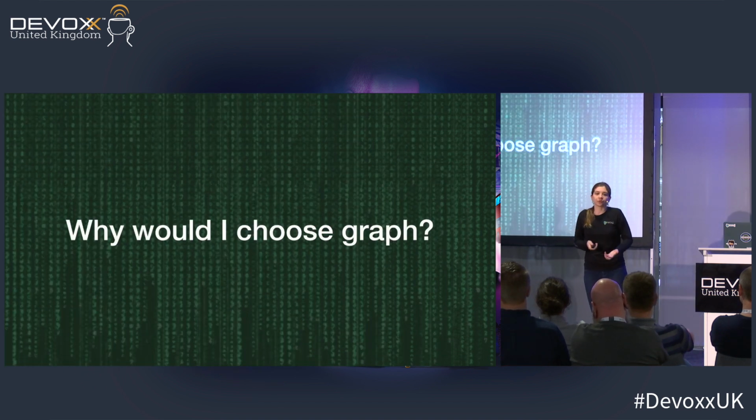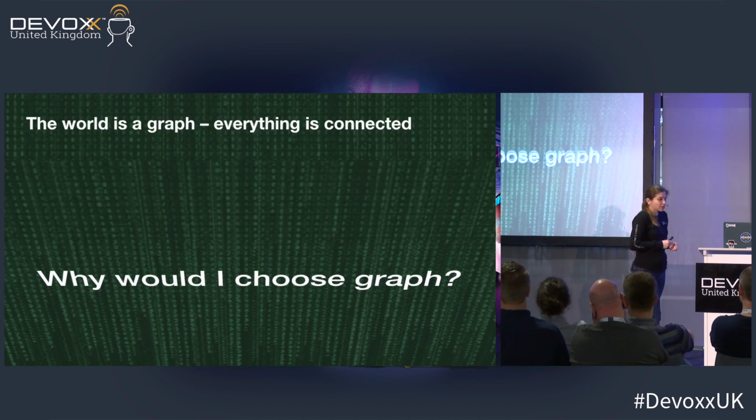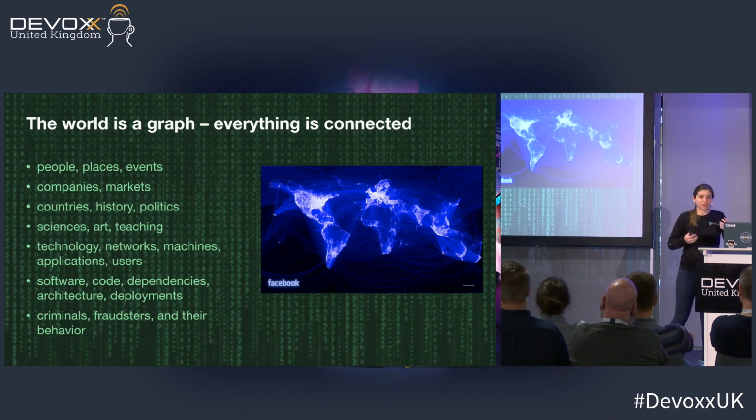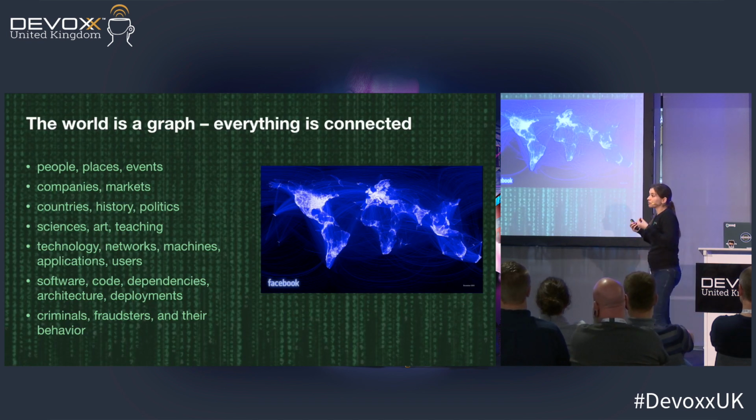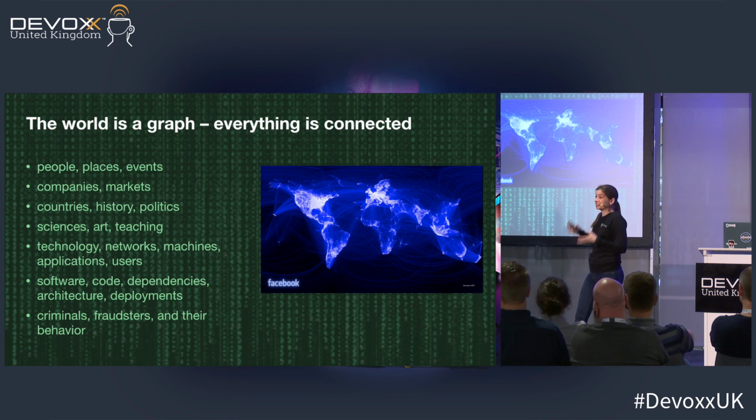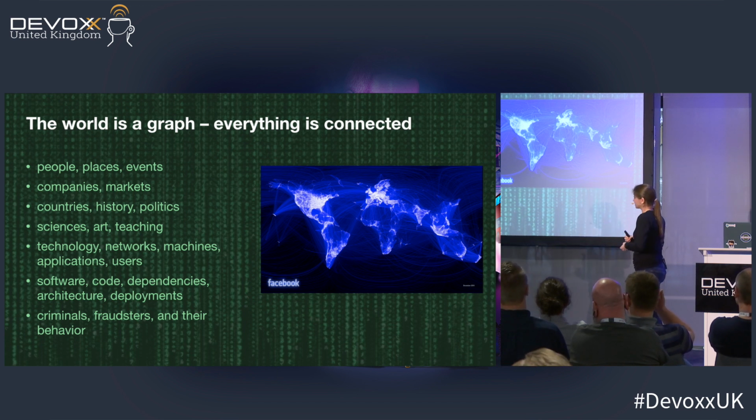So why would you even choose something like a graph database? What does it provide for you? What benefit can you get out of it? There's a variety of things around us now that are very, very connected. The world is increasingly becoming smaller and smaller, and we're becoming more and more connected.